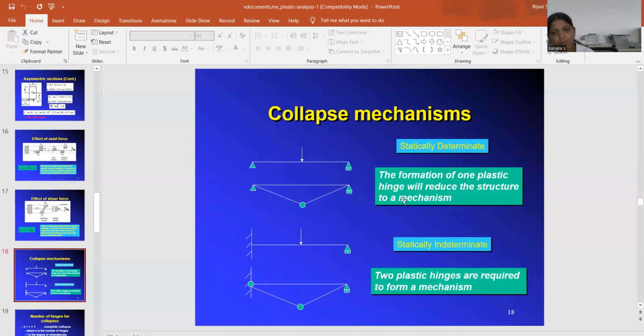So this is the collapse mechanism, statically determinate and statically indeterminate. The formation of one plastic hinge will reduce the structure to a mechanism. So this is the statically determinate case, for example a simply supported beam. So this is the statically indeterminate structure: one end fixed and the other end hinged, with a point load acting at the center. Two plastic hinges are required to form a mechanism. So a plastic hinge forms at the fixed end and another at the center point.